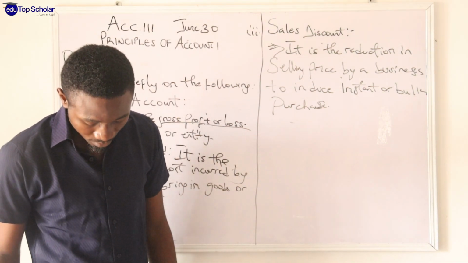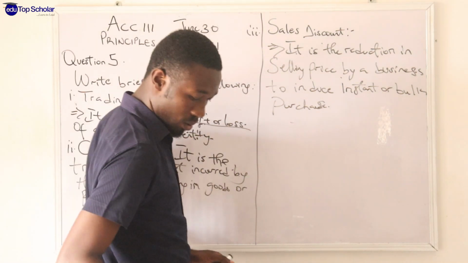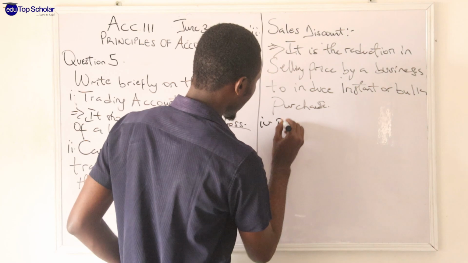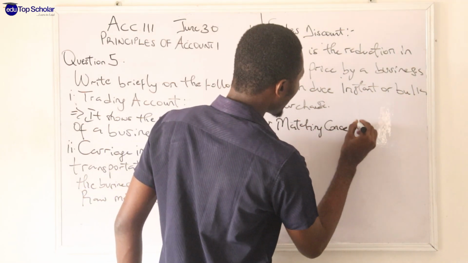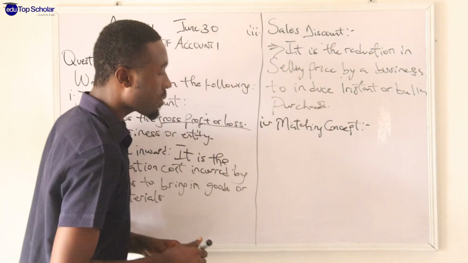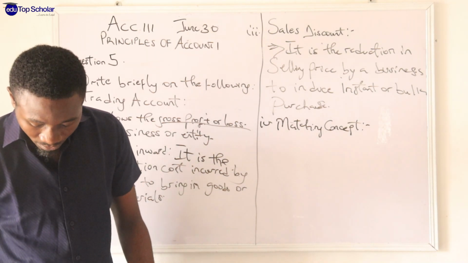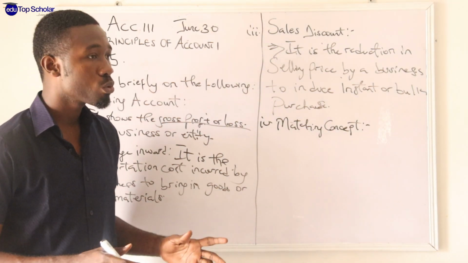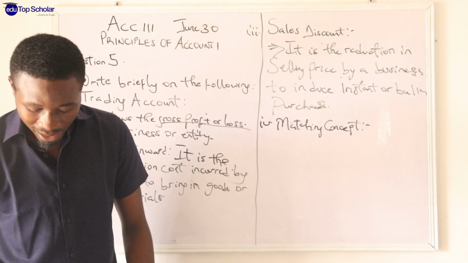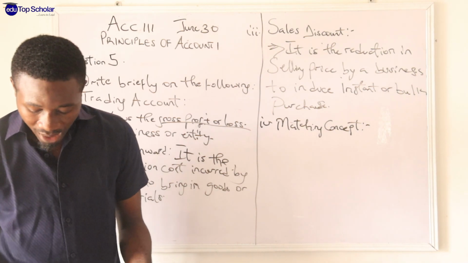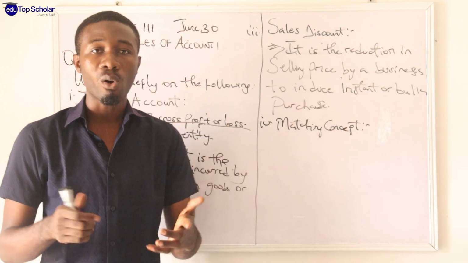The next one you have to talk about is matching concept, number 4. It's a very essential concept in accounting, and the matching concept says that revenue is attached to the period in which it is earned. It is an accounting principle that ensures revenue and related expenses are recorded in the same accounting period in which they are incurred or earned.